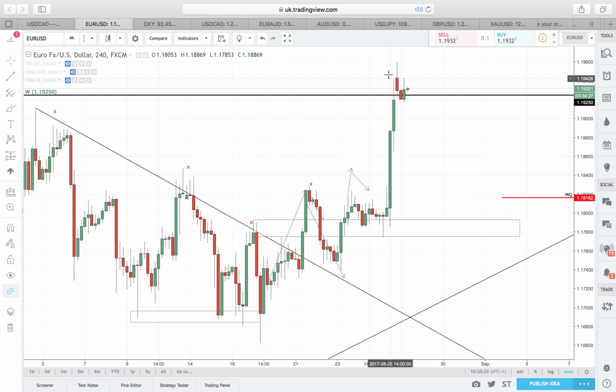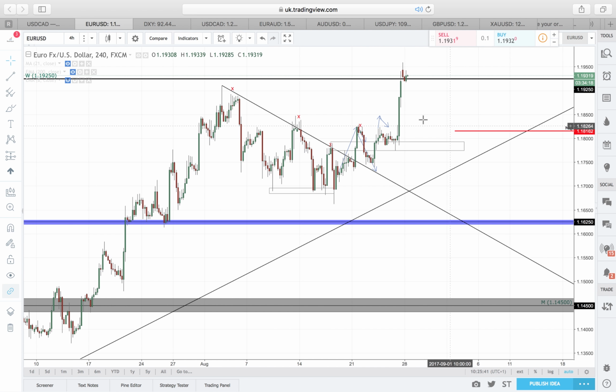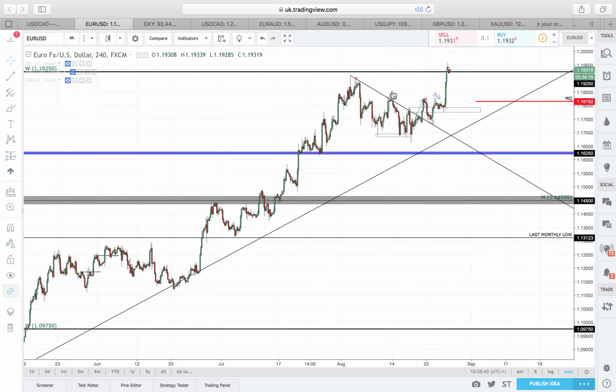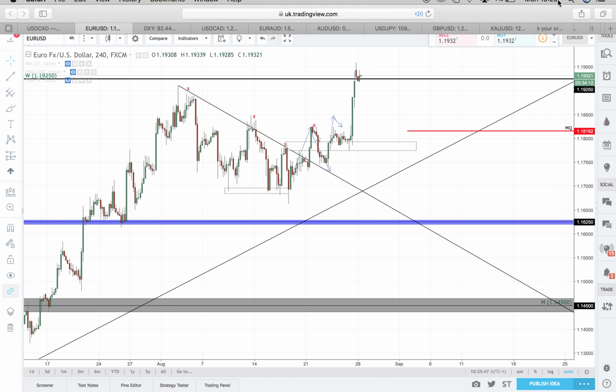I'm not sure on the bias of EU. Long term, I'm still very bullish, given the fact that it broke the 2 year range I've always been talking about. But what it's going to do now, I'm not too sure, so I'm going to leave it for now. If I know more, I'll add it to the updates. But yeah, that's it.